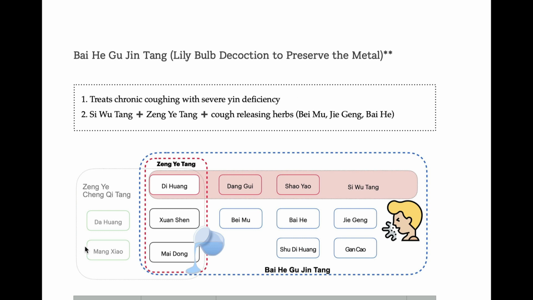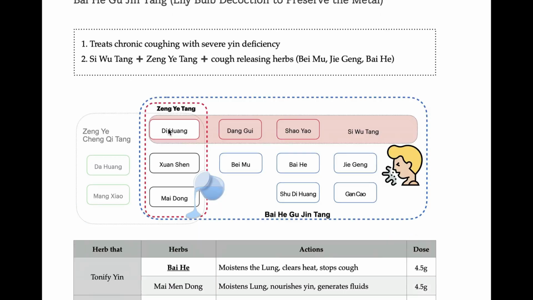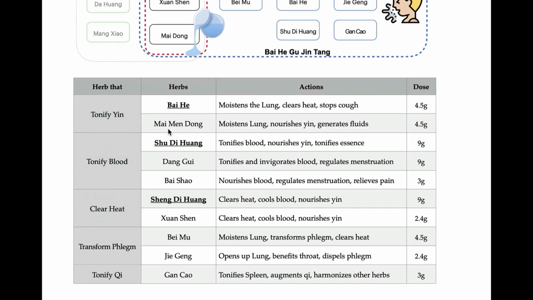And I think you'd better memorize this formula, because even though it is not listed among the 83 formulas, Dihuang, Shanshen, and Mai Mendong, this is Zhengne Tang. Zhengne means increase the fluid. That is Zhengne. So Baihe Gujintang treats very chronic and weak coughing.